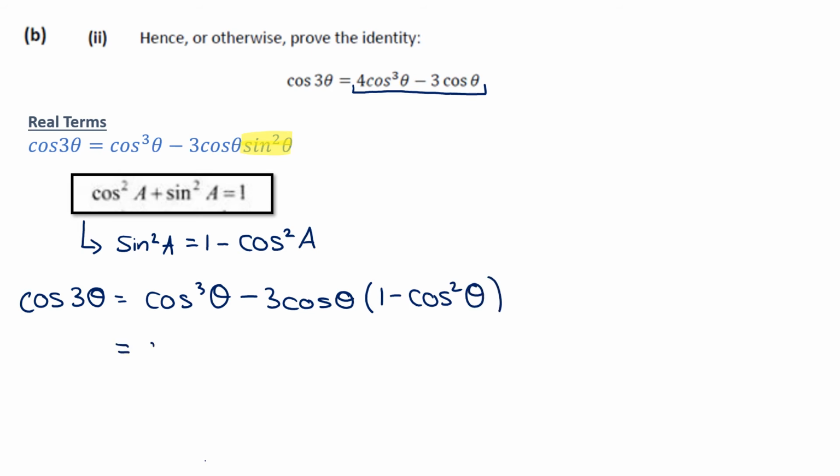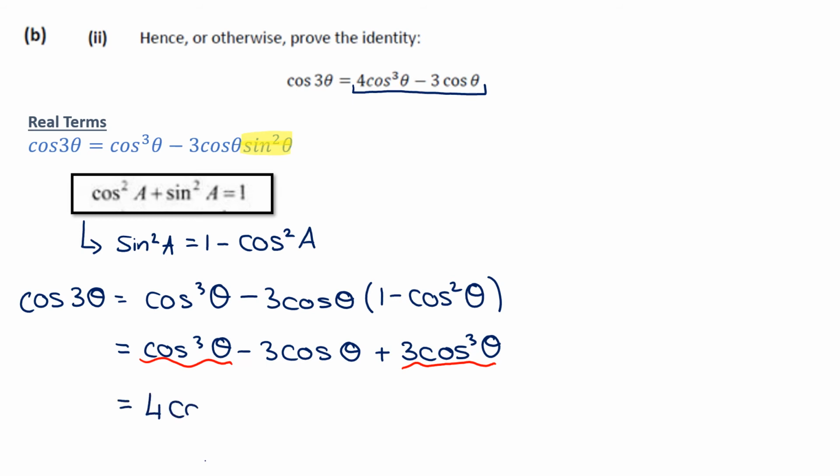Remember, my left-hand side is fine, so I'm going to just leave that for the minute. And I get minus 3 cos theta plus 3 cos cubed theta. I can add these together, so I have 1 of them and I add 3 more, which gives me 4 cos cubed theta minus 3 cos theta, which is exactly what we were being asked to prove.